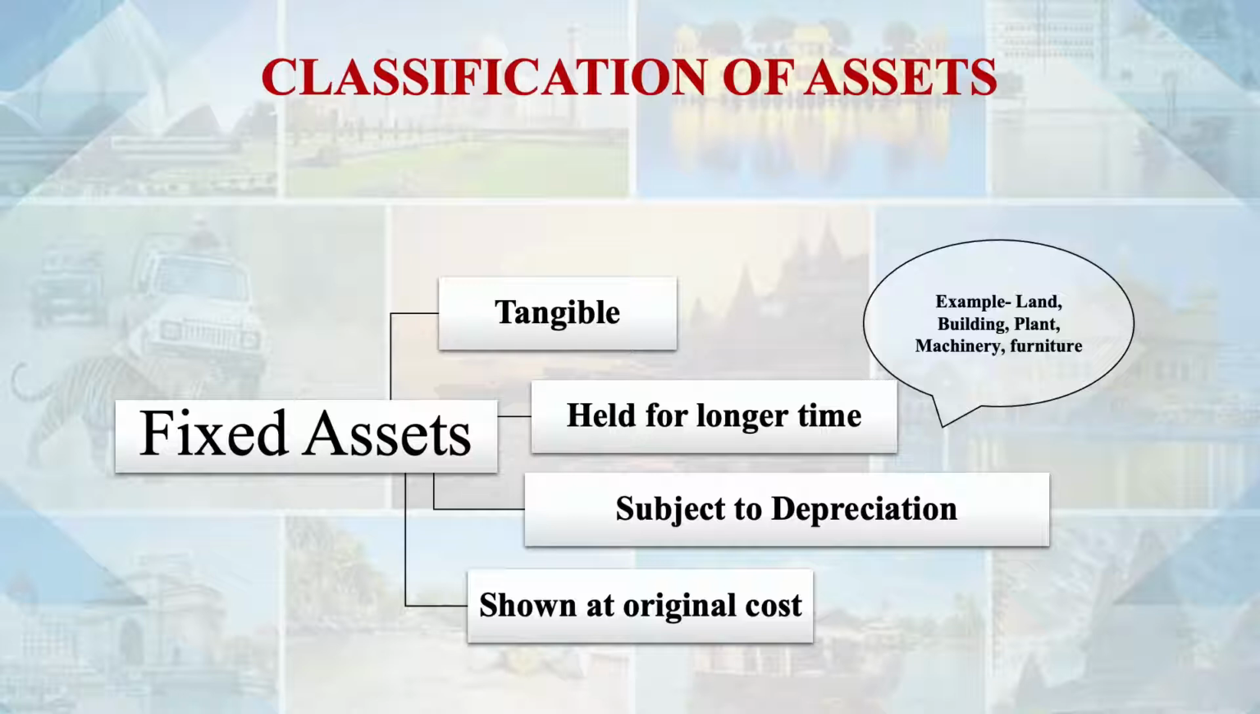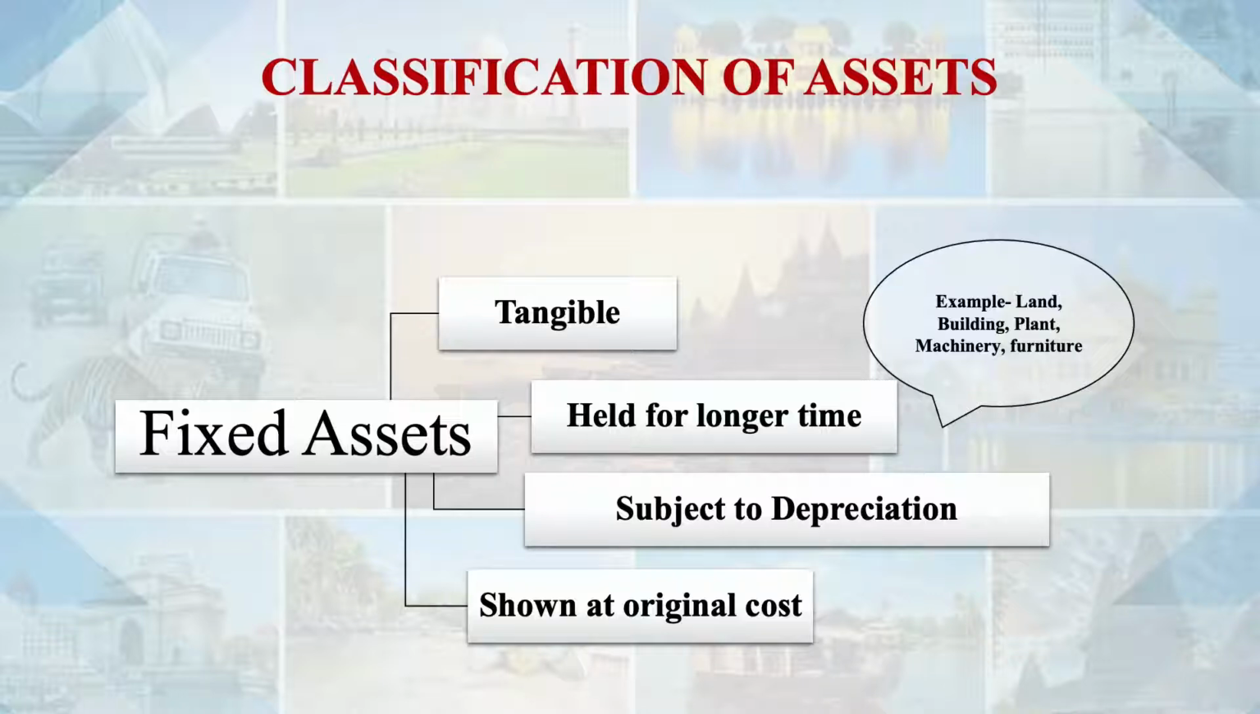With time, their value decreases, and this decrease is allowed in the balance sheet. So the depreciation is deducted from the asset, and the remaining value, that is the net value of the assets at the end of the year, is shown in the balance sheet. Then it is always shown at the original cost. The original cost of the asset, the price which you paid at the time when you purchased the asset, will be shown in your balance sheet. Then we are going to allow for depreciation.